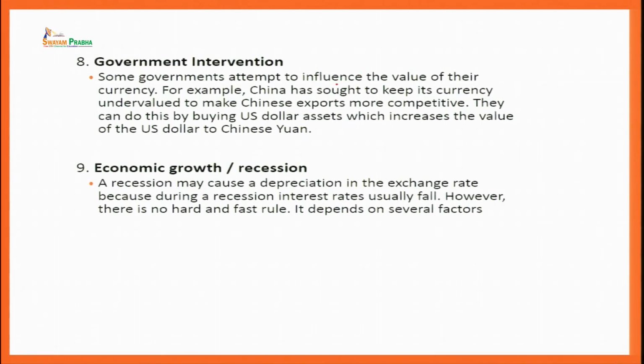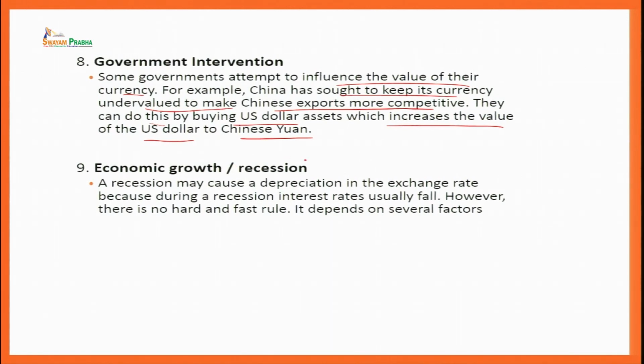Say some governments attempt to influence the value of their currency. For example, China has sought to keep its currency undervalued to make Chinese exports more competitive. They can do this by buying US dollar assets, which increases the value of the US dollar and the Chinese yuan, right? So there are situations where governments are so much involved in the process of currency valuation and devaluation, and also create a disturbance in the process of currency conversion and, by and large, the foreign exchange market.